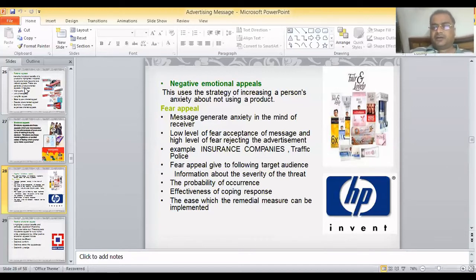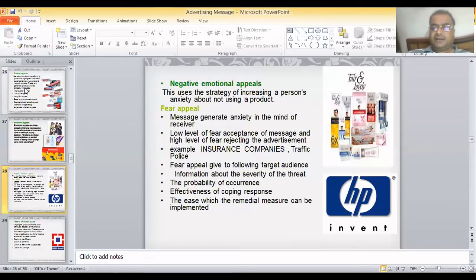We Indians especially think highly of fair skin, and we don't think very nicely about dark skinned people, which is actually wrong, but that is how society is. And that's how the fairness brands try to cash in on that emotion, and they make a negative appeal, so that is called negative emotion appeal.